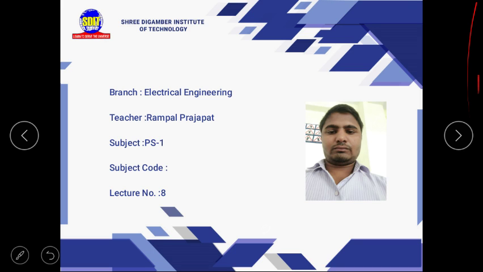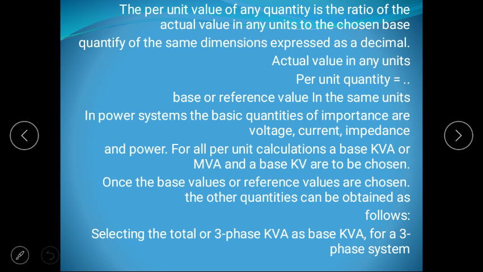For this lecture, our topic is the per unit system. In the per unit system, first of all we have to know what the per unit quantity is, how the per unit quantities are calculated, and how the base value is selected. The per unit value of any quantity is the ratio of the actual value in any unit to the base value of the same dimension, expressed as a decimal.